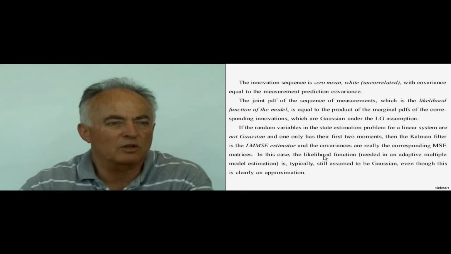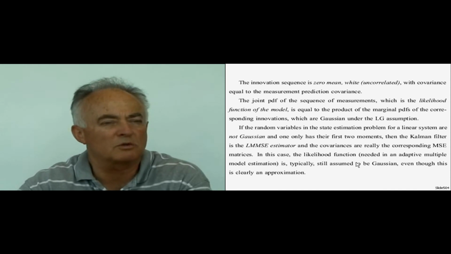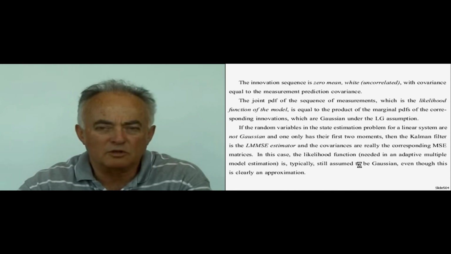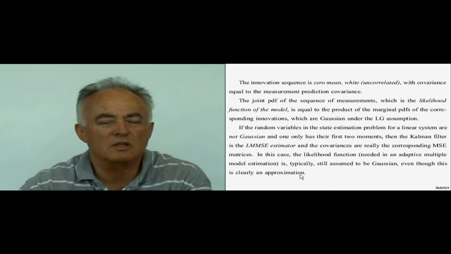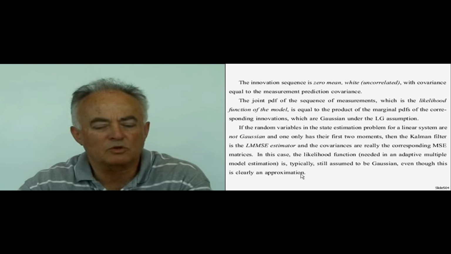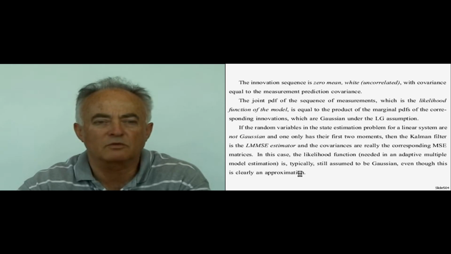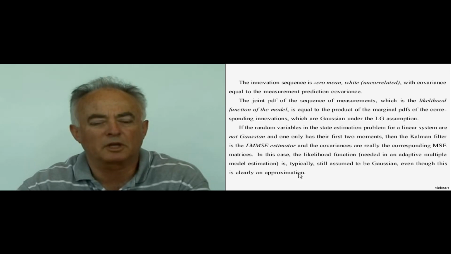In this case, the likelihood function, which is needed in an adaptive multiple model estimation, is still assumed to be Gaussian, because we have to acknowledge we don't know much better, even though this is clearly an approximation, and it has been shown to be still successful in numerous real-world applications.